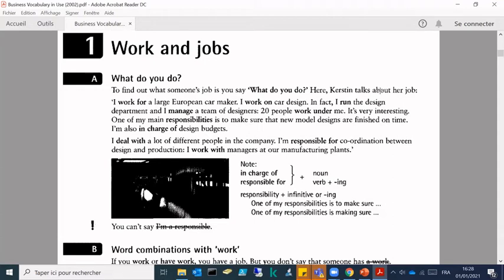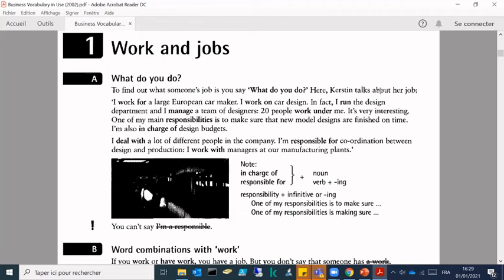So he says, one of my main responsibilities is to make sure that the new model designs are finished on time. I'm also in charge of design budgets. I deal with a lot of different people in the company. I'm responsible for coordination. So responsible for, always use responsible with for, okay? Between design and production, I work with managers at our manufacturing plants. So here we have, I work for, I work on, which is what you are working on, like the material, for example, an engineer works on computers. In information technology, an engineer works on computers.